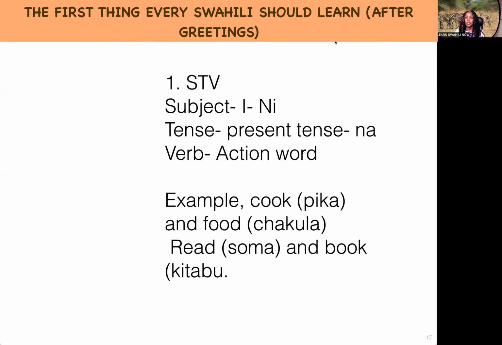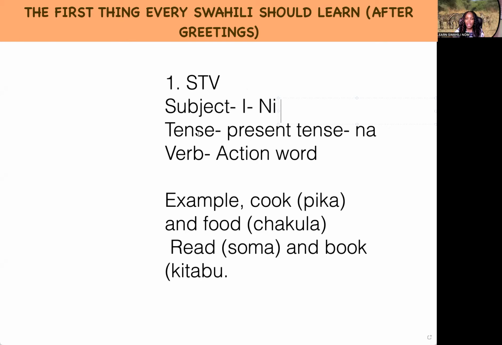Okay, I'm going to show you an example here. The most basic form of Swahili can be simplified into STV. If you make it longer, it's going to be SVO. But for now, because I want to show you how simple it can be to learn Swahili, the S stands for the subject, that is the main actor, and I'm choosing I. So anytime you're talking about yourself in Swahili, you're going to start your sentence with ni. This does not change no matter what.